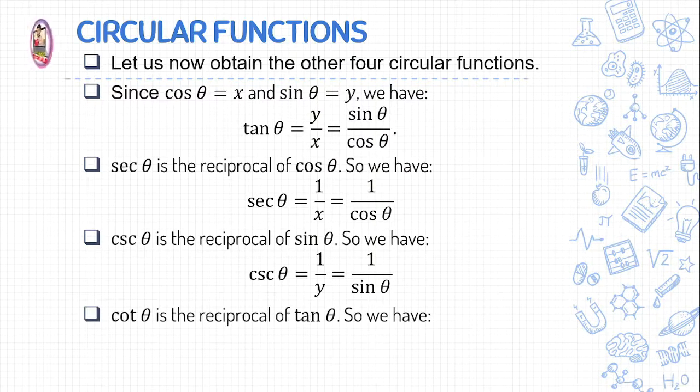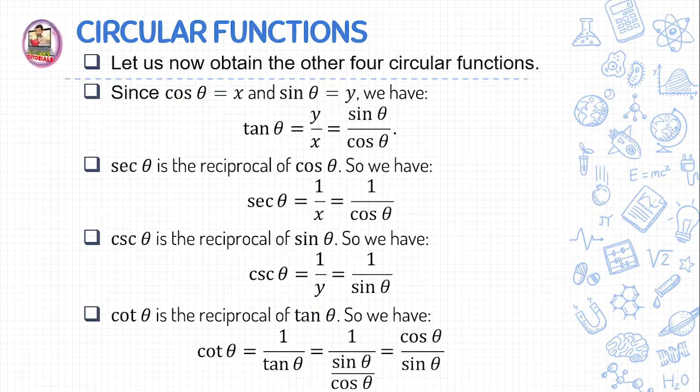And cotangent theta is the reciprocal of tangent theta. So we have cotangent theta is equal to 1 all over tangent theta, which is equivalent to 1 all over sine theta all over cosine theta. Simplifying that, we arrive at cosine theta all over sine theta. So in short, to obtain the value of cotangent, we just obtain the reciprocal of tangent theta.